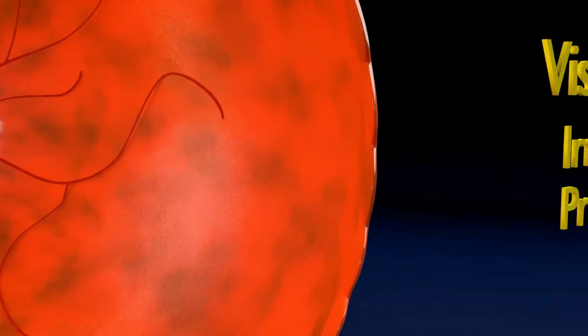The vision loss is irreversible and progressive. The vision is affected slowly over a long period of time. This disease is mainly in patients over the age of 50.